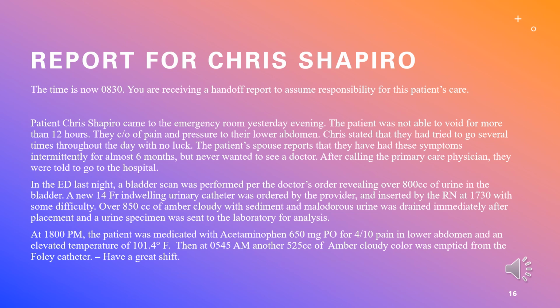Over 850 cc's of amber, cloudy with sediment and malodorous urine was drained immediately after placement, and a urine specimen was sent to the laboratory for analysis. At 1800, the patient was medicated with acetaminophen 650 milligrams PO for 4 out of 10 pain in the lower abdomen and an elevated temperature of 101.4. Then, at 5:45 a.m., another 525 cc's of amber, cloudy colored urine was emptied from the Foley catheter.